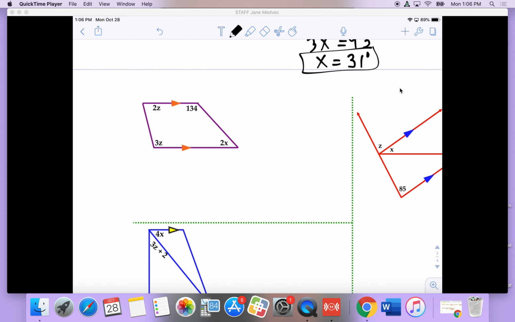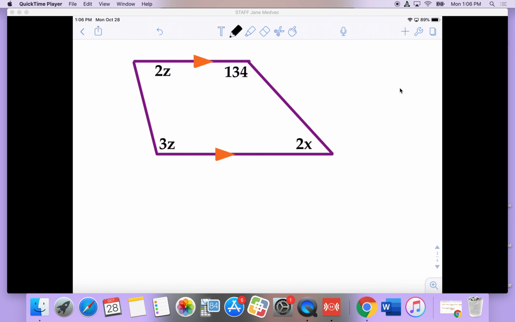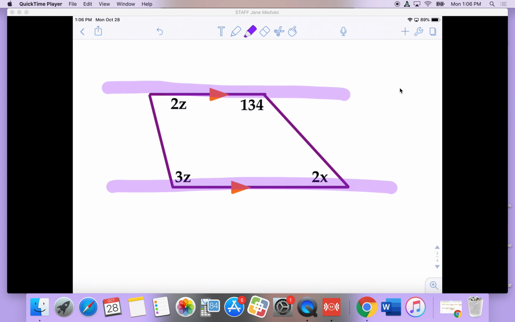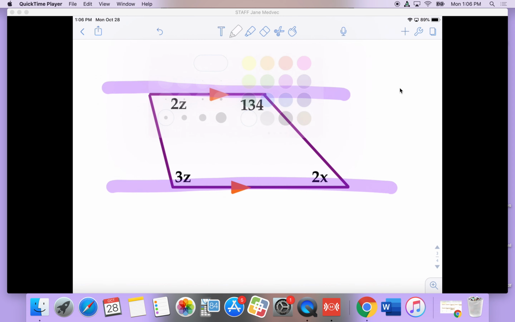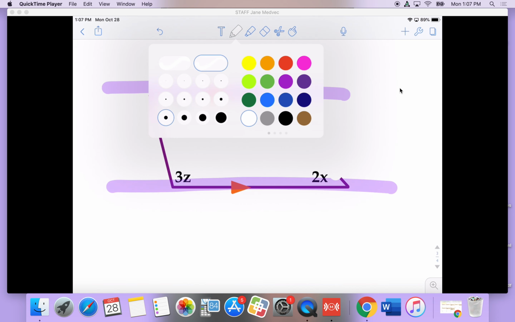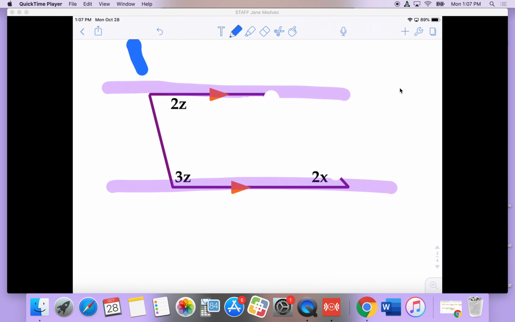Okay, let's do a few more. Let's take a look at this one. Again, I've got parallel lines. If you need to, you can extend these parallel lines. And if you wanted to, you could even use the white out to white out a part of it. So I can white out this. And then here I have a transversal. See how I did that? Sometimes doing that can really help you solve some of these problems. You do what you think you need to, okay?